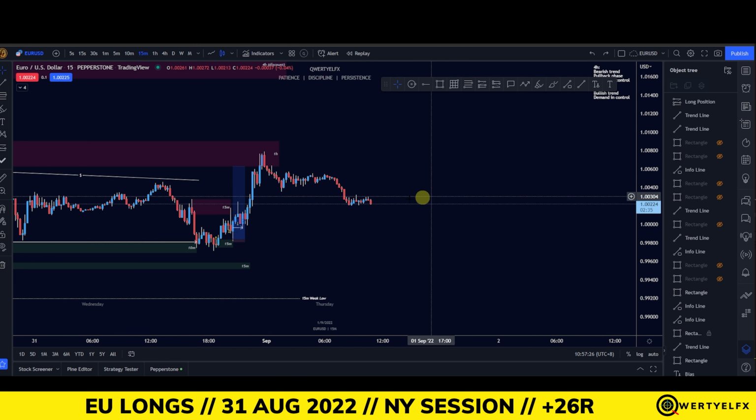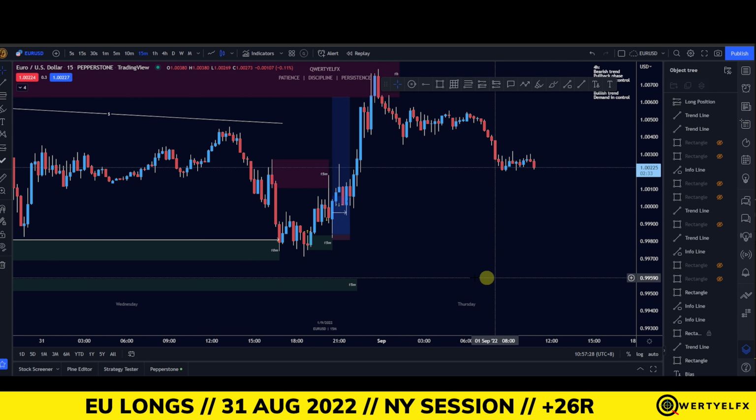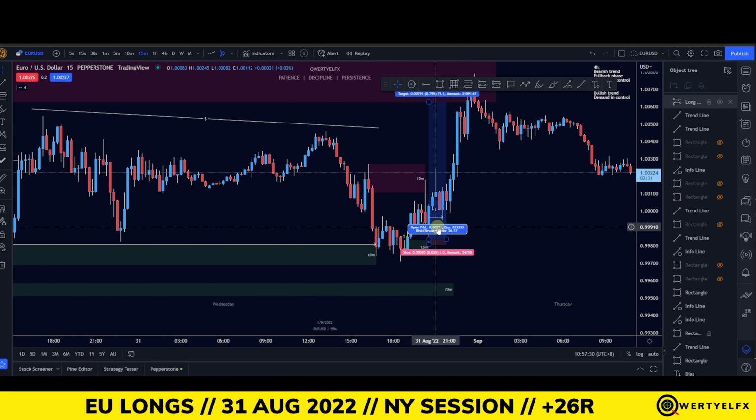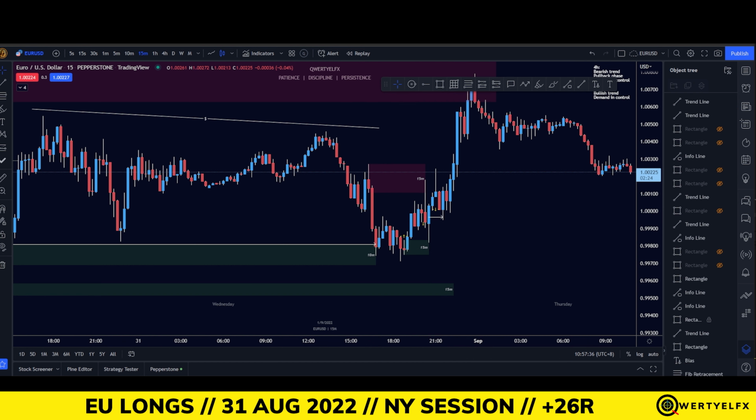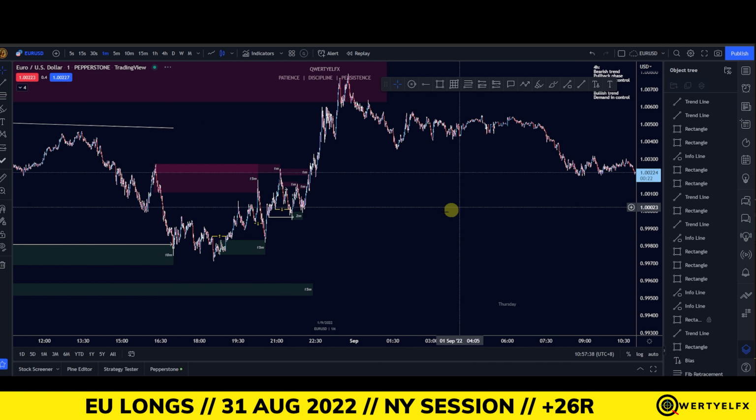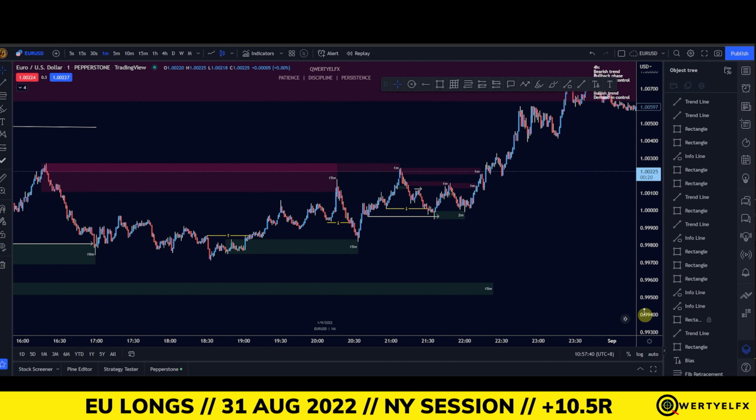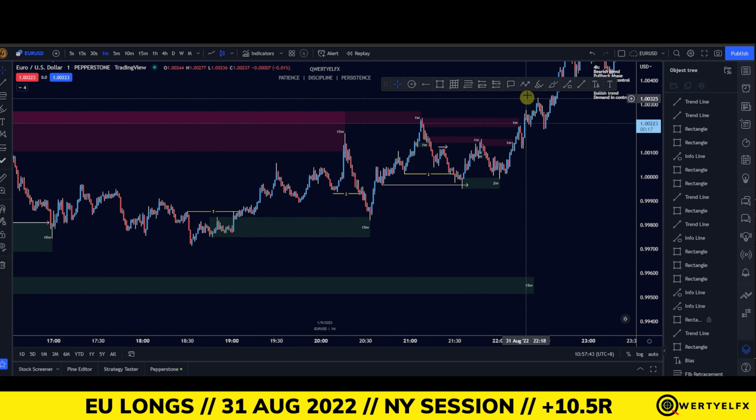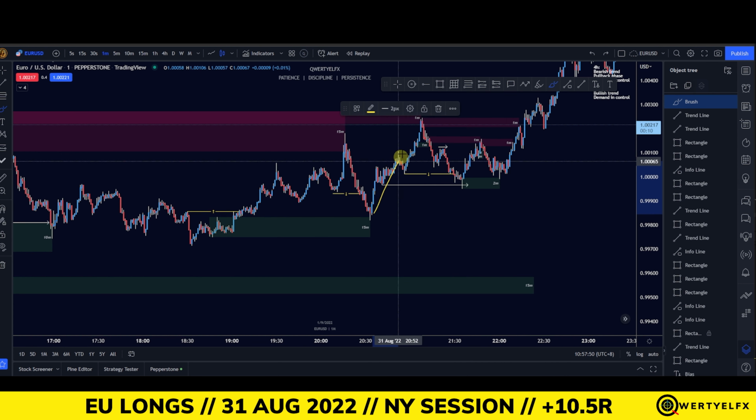If you had taken this 1 minute trade long right at the news, which personally I wouldn't because it's not part of my trading plan, this would have netted you about 26R. However, if you do miss this, there is actually another entry. Again, if we look at this area here on the 1 minute, this would have been the first entry over here for longs.